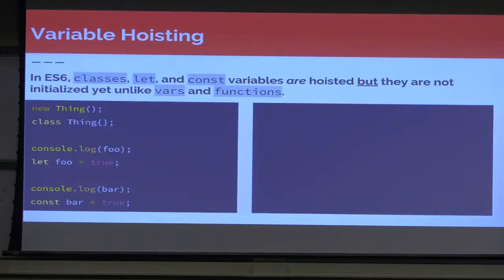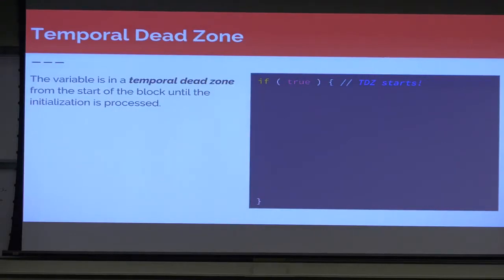But in ES6, you can't do that with classes, you can't do that with let variables, and you can't do that with const. They are hoisted, but unlike vars and functions, they're not initialized yet. So if we were to try to run this, we'd get an error for our class, because it has not been created yet. We get an error that says foo is used before it was defined, and that's exactly what happens. It's the same thing with a const variable as well. So that's something you want to look out for when you're using ES6.